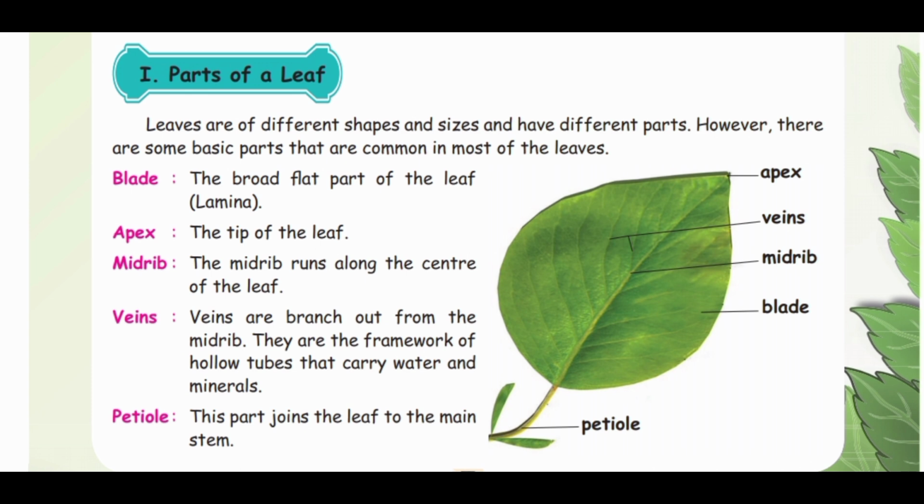The broad flat part of the leaf is also called lamina. Apex, the tip of the leaf. Midrib, the midrib runs along the center of the leaf. Veins are the branches from the midrib. Veins branch out from the midrib. They are the framework of hollow tubes that carry water and minerals. So from the midrib, the veins will carry water and minerals to the leaf.